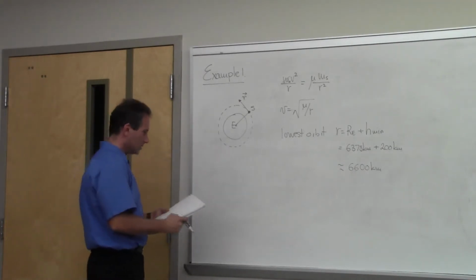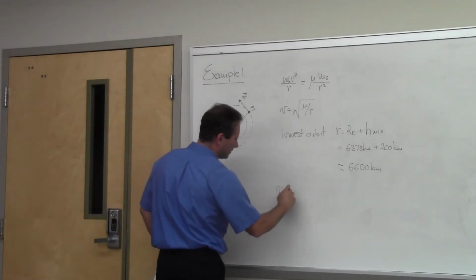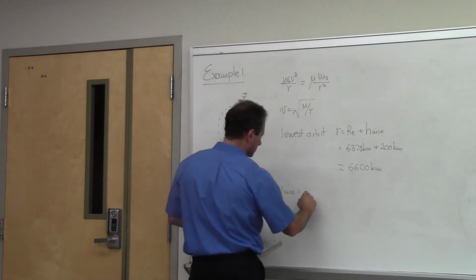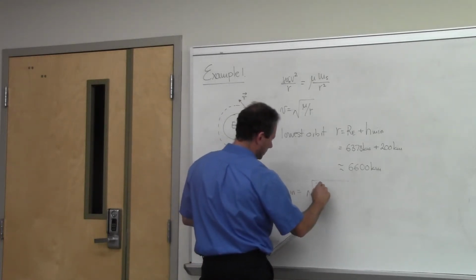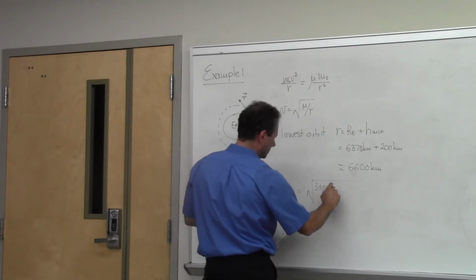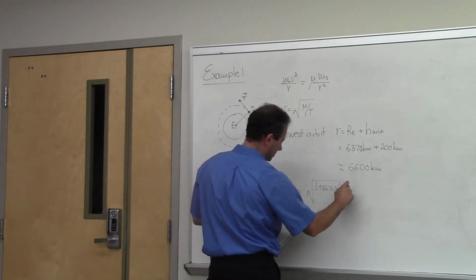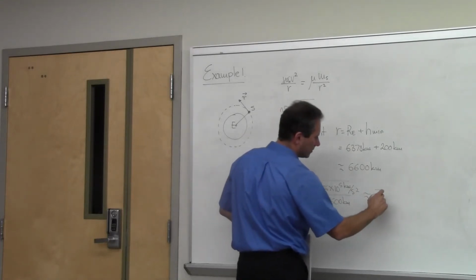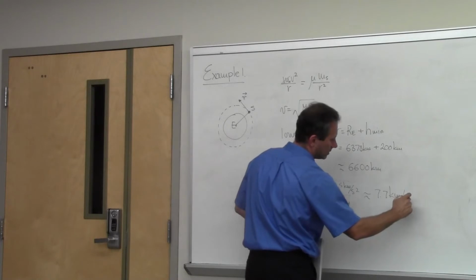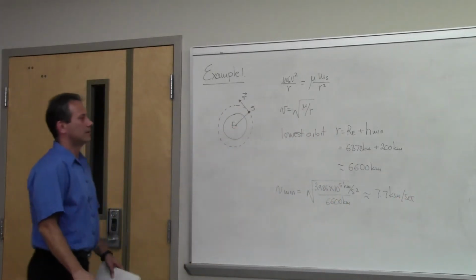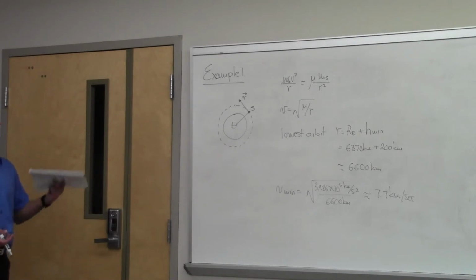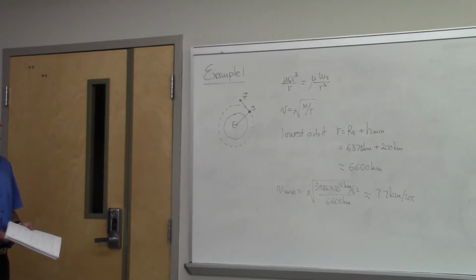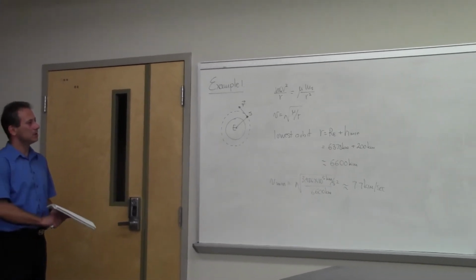So therefore, the minimum velocity that you need to achieve is the square root of 3.986 times 10 to the 5 kilometers cubed per second squared divided by 6,600 kilometers. This gives you about 7.7 kilometers per second. That's the number that I would say to remember, but it gives you an idea about how fast you need to accelerate the satellite so that it is launched.